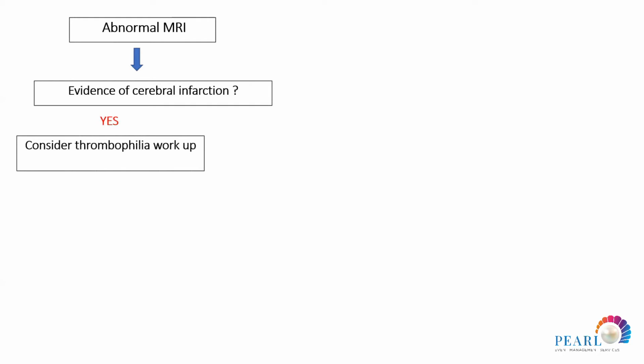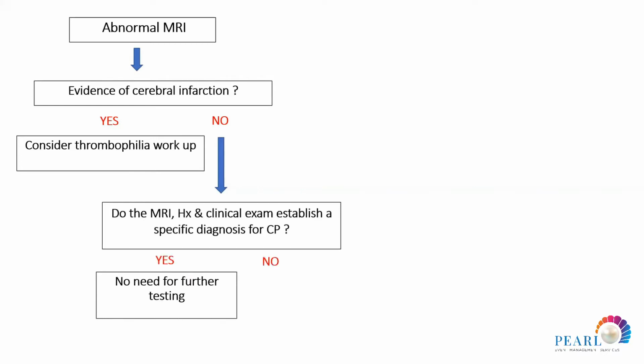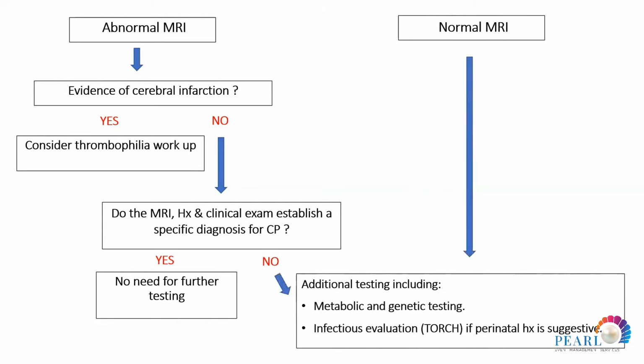If yes, you have to consider a thrombophilia workup, especially in this part of the world. If there is no evidence of cerebral infarction and your MRI, clinical history, and clinical exam establish a specific diagnosis, of course, there is no need for further testing. If not, or if the MRI is normal, you need to start with a metabolic screen: serum amino acids, urine organic acids, ammonia, lactate, blood gas, and then consider genetic testing, and also consider TORCH infection if the prenatal history suggests it.